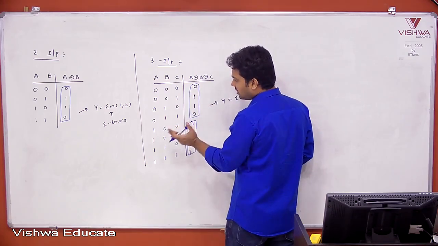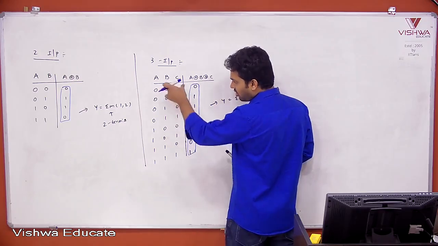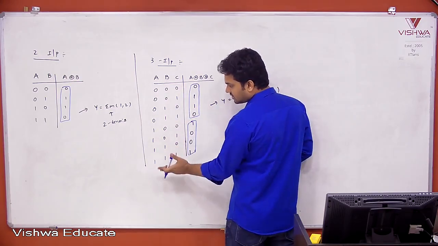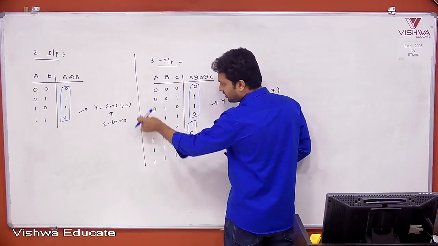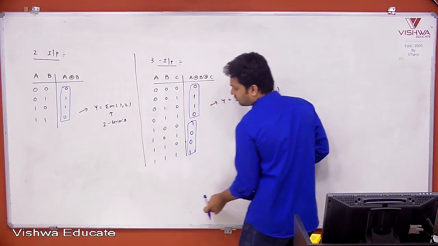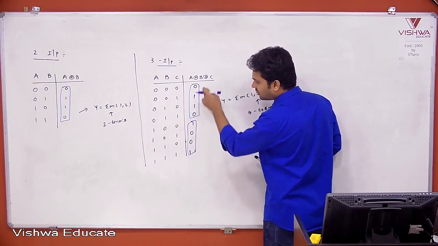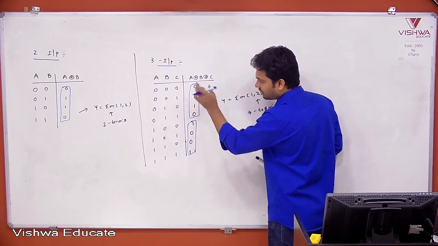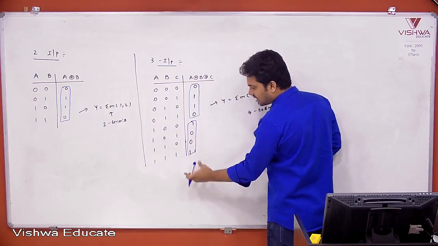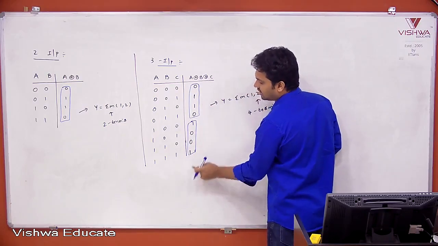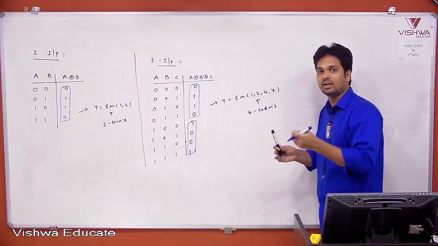So if I make a 4 input case, then what happens? First 8 will be the same. In the next 8, what happens? Here 8 zeros, then 8 ones will come. So in the next 8, this part will be the complement of this part. Is it clear? First 8 as it is. Second 8 is the complement of the first 8. That will be repeated and so on.